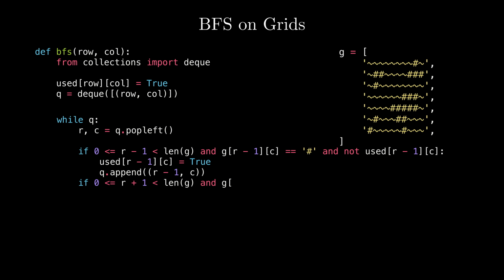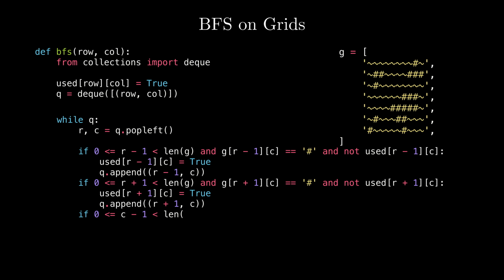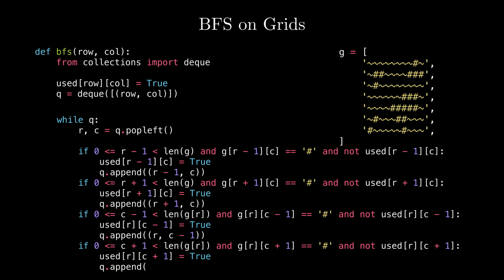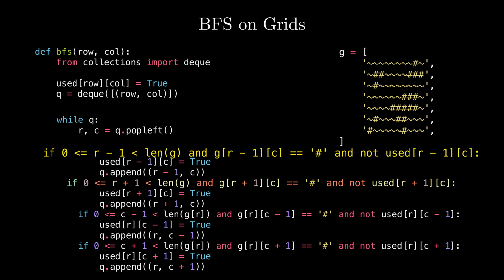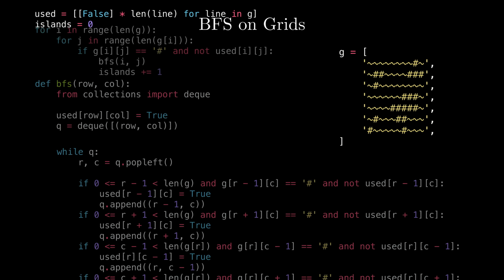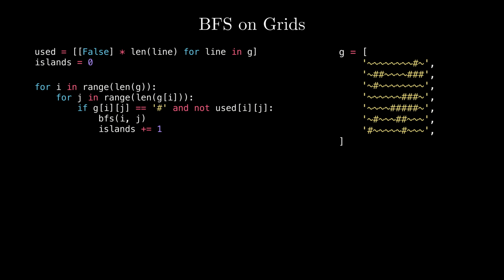If that's the case, we will mark it as used and add r-1, c coordinates to the queue. After that, we can do the same thing for the down direction. Having done that, we can implement the same logic for the left and the right directions. You can pause the video and try to think what the implementation would be like if we could move in diagonal directions as well. How many conditions would we need to do that? If you figure that out, try to think of a way to reduce the amount of boilerplate code with additional for loops. Okay, having this implementation, let's run it on the given grid and see how it actually works.